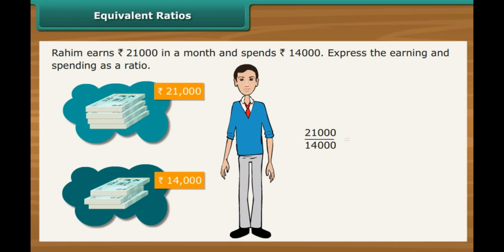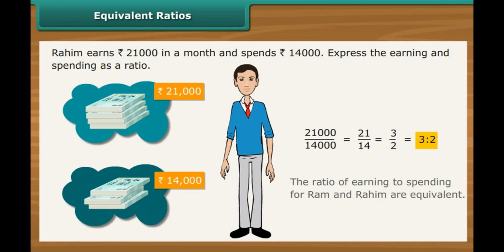21,000 by 14,000 is 21 by 14, which, when reduced to lowest terms, is equal to 3 by 2 or 3:2. It means that out of every 3 rupees earned, Rahim also spends 2. The ratio for earning to spending for Ram and Rahim are equivalent.